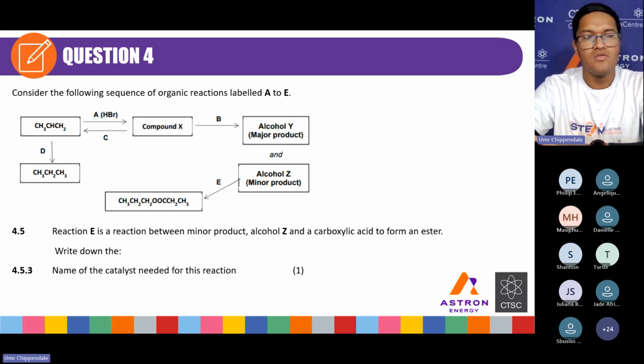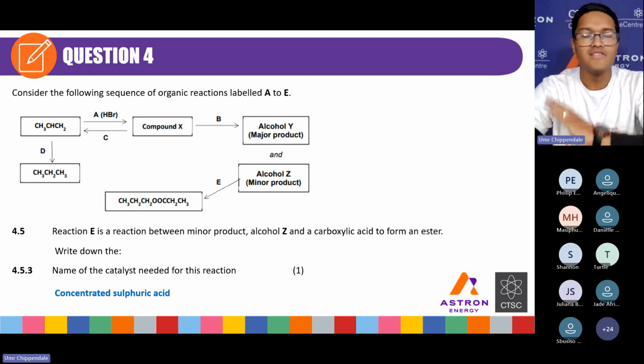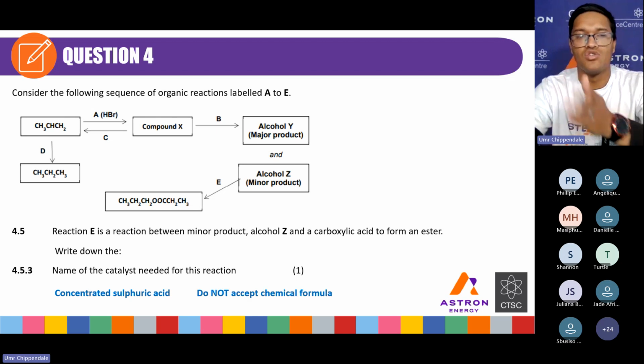Moving on to 4.5.3, write down the catalyst needed for this reaction. That is going to be concentrated sulfuric acid. And again, please do not write down the chemical formula.